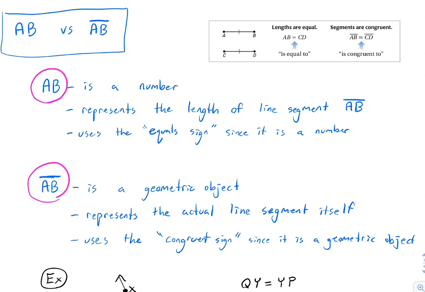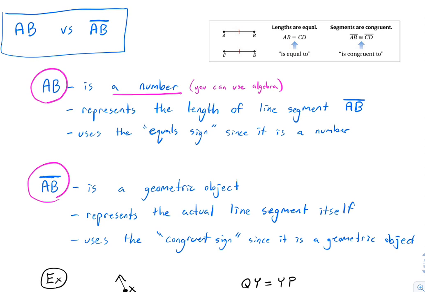AB with no symbol above it is a number. You can use algebra, right? This is when you'll be solving for a length. You'll be, 2x plus 5 equals something. That's with AB, which is the length of line segment AB. So that would be like 7 inches.